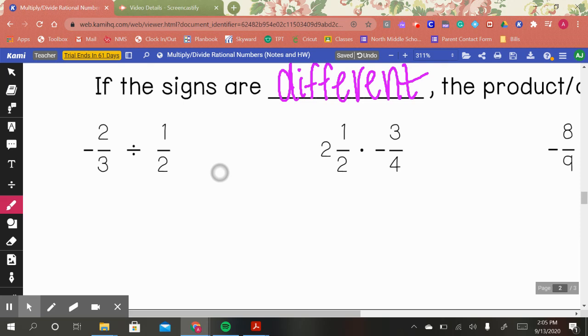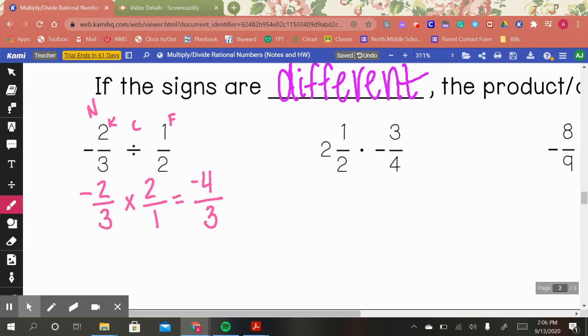All right, I have negative 2/3 divided by 1/2, and my answer is going to be negative because I have opposite signs. And so we'll do keep, change, flip. Keep the negative 2/3, change it to multiplication, flip the 1/2 to 2/1. I have negative 2 times positive 2 is negative 4, and 3 times 1 is 3.